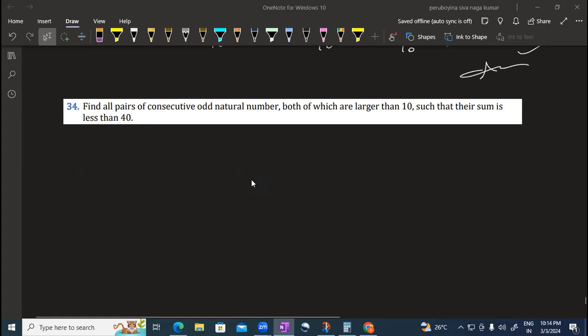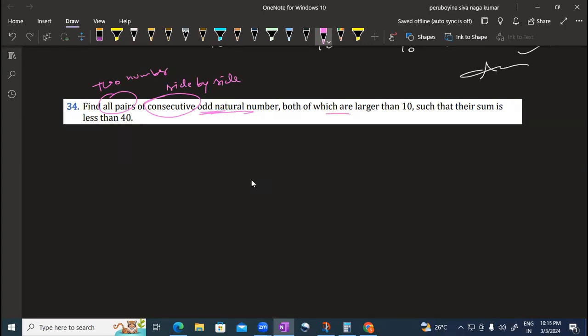Question number 34. Find all pairs of consecutive odd numbers. He said consecutive means side by side numbers. Side by side means consecutive. All pairs. Pairs means two numbers. Pair means two numbers. Those must be side by side and odd natural numbers. Only odd numbers.